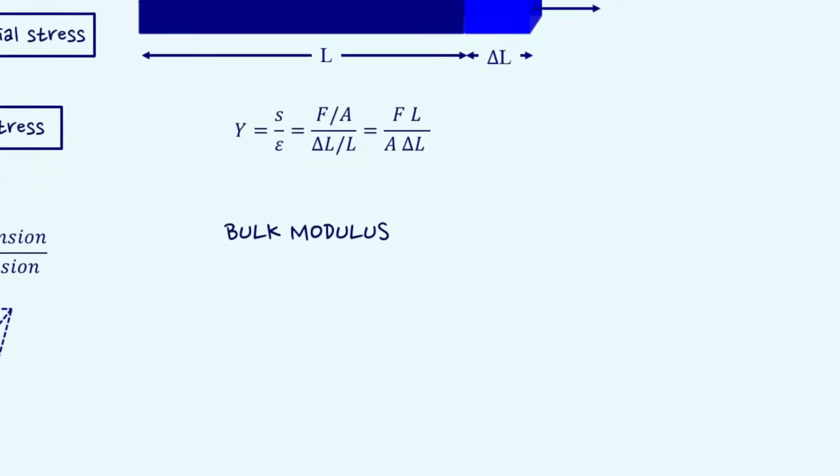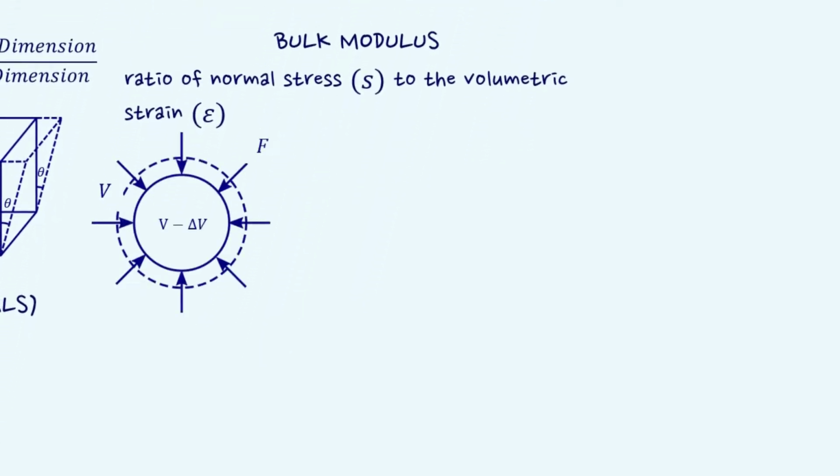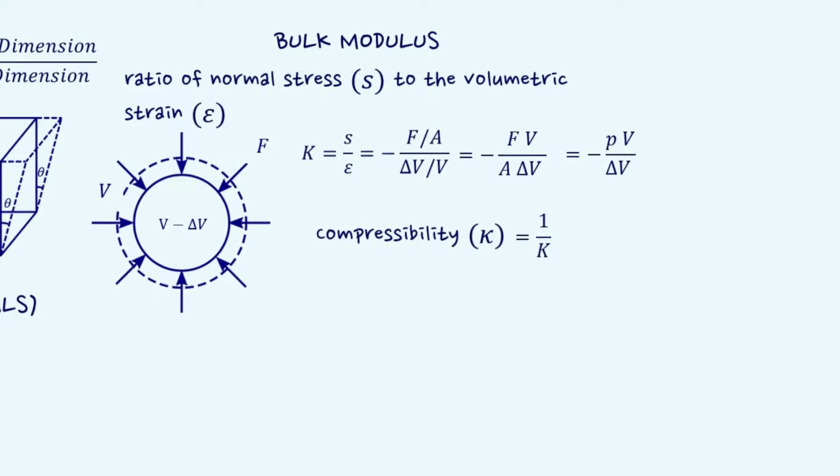Next one is Bulk modulus. It is defined as the ratio of normal stress to volumetric strain. Mathematically, it can be represented as K equal to minus of PV by delta V. Another key term related to Bulk modulus is compressibility. Compressibility of a material is a measure of how easily the material is compressed. It is expressed as reciprocal to Bulk modulus.